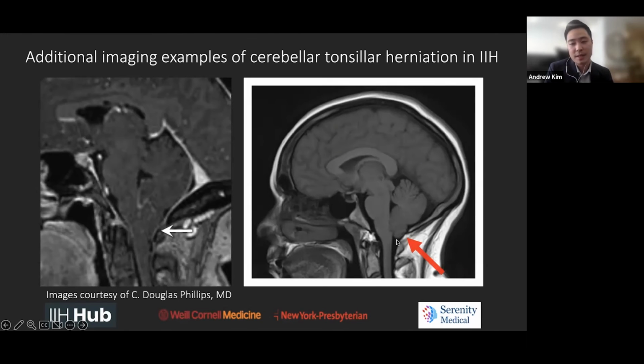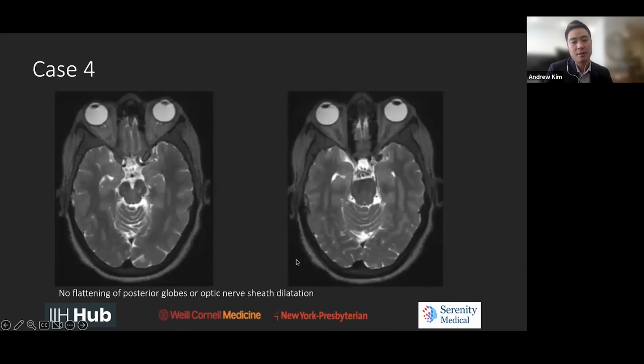Similarly to the empty sella, similarly to the prominent arachnoid granulations that can occur when you have that elevated intracranial pressure, structures can really try to push outwards in any direction in which they can, including through the foramen magnum, where you can get downward cerebellar tonsillar herniation.